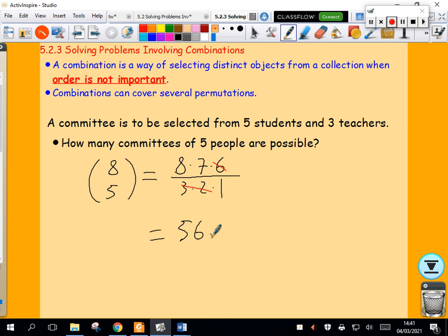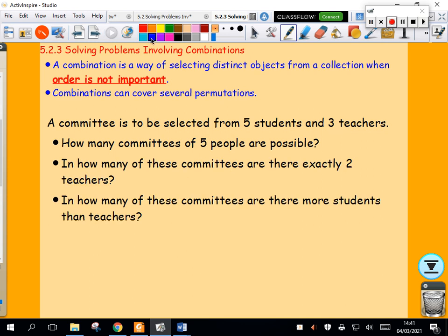There are 56 committees possible. 56 committees of 5 people can be chosen from 8 people. Now, committees to be selected from 5 students and 3 teachers. How many committees of 5 people are possible? We've just seen it's 56.